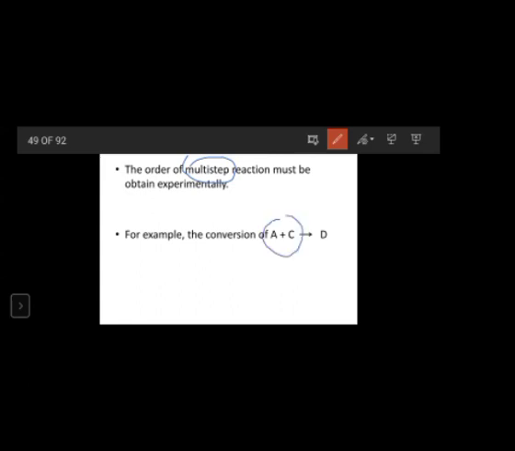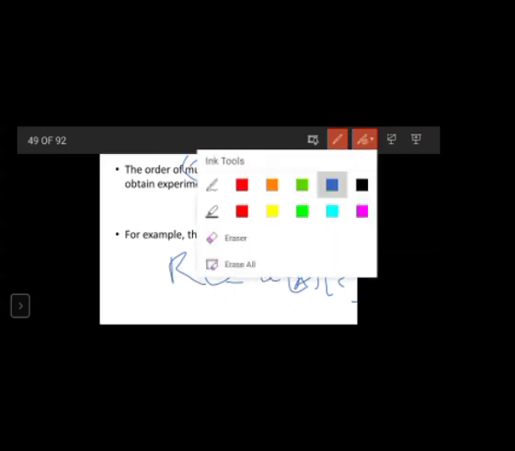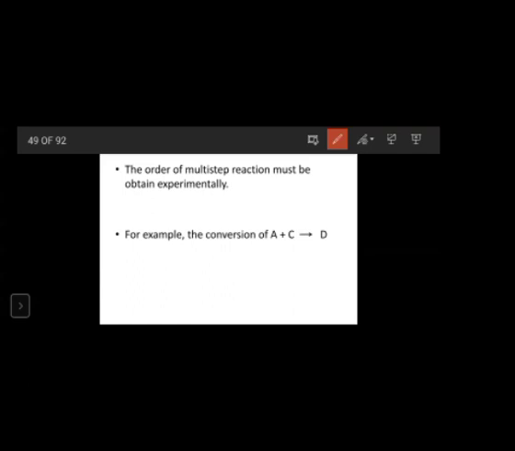If this one is made up of more than one step, then I cannot predict the rate law and start writing, for example, the conversion of A reacting with C, and I just say rate is equal to K into A raised to power one into C raised to power one. Unless I say it's an elementary process, this conversion, then this is correct. But if I do not say it's an elementary process, then I need to do an experiment to find out the effect of A. How does the initial concentration of A affect the rate of formation of D? Then how does the concentration of C affect the formation of D? So I need to find out the effect of each of them on the formation of D before I can write the rate law. But if it is an elementary process, you can go ahead.